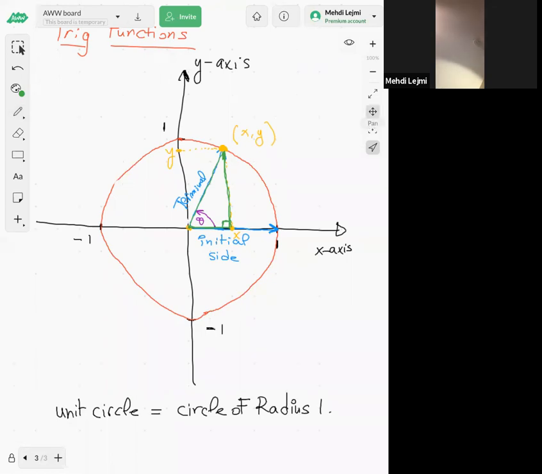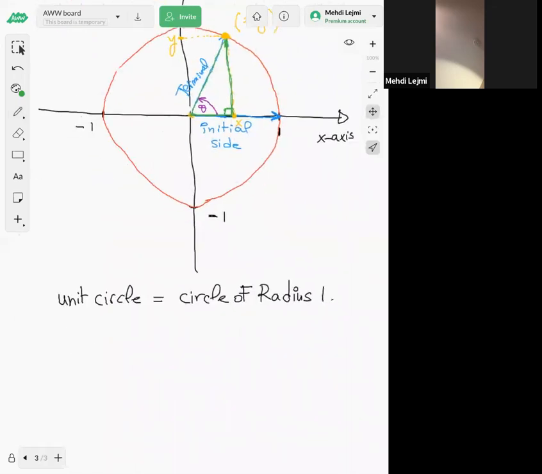So let me draw this triangle again. Here's your triangle, and you have this right angle here. Now, the terminal side is actually your hypotenuse. That's my terminal side. And where's my angle theta? Well, here's my angle theta right here.